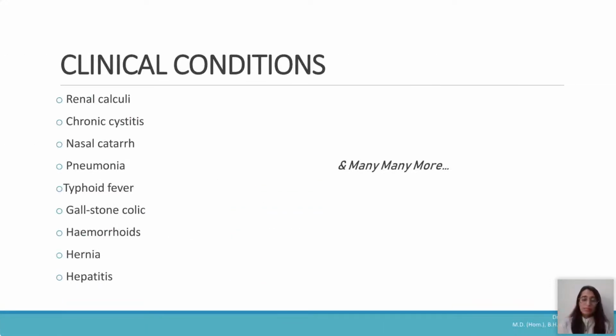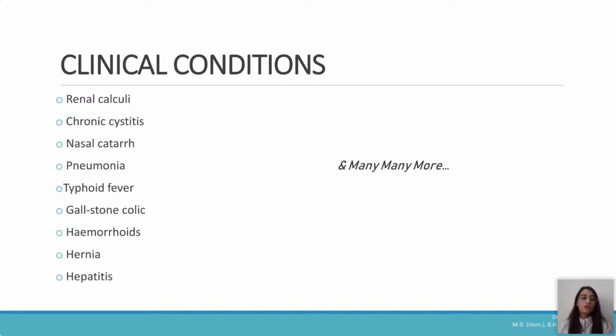Yes, so now on the basis of all that we have studied so far, what are the clinical conditions in which lycopodium can be indicated? Renal calculi. We saw right-sided renal colics. Chronic cystitis. Why chronic cystitis? Because of the atonic condition, difficulty to void urine. So chronic cystitis. Third, nasal catarrh. Dryness sensation in the nose, blocked sensation in the nose, crust formation, nasal catarrh.